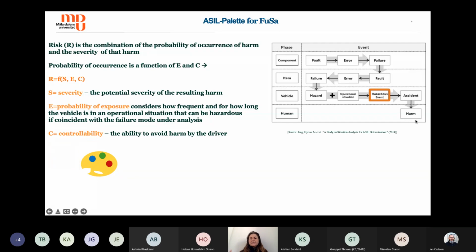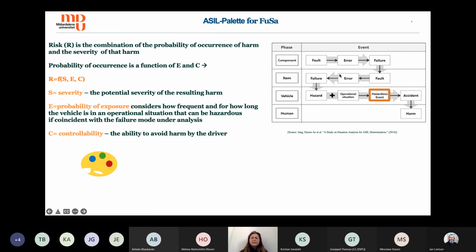And let's go backward. So imagine that harm is taking place. There is an accident and people are injured or even killed. And we go backward and we see that we had a hazardous event that is the result of a hazard combined with an operational situation at vehicle level.